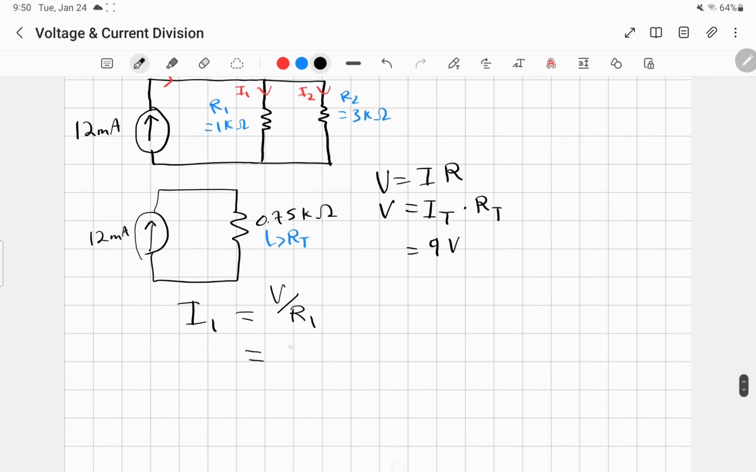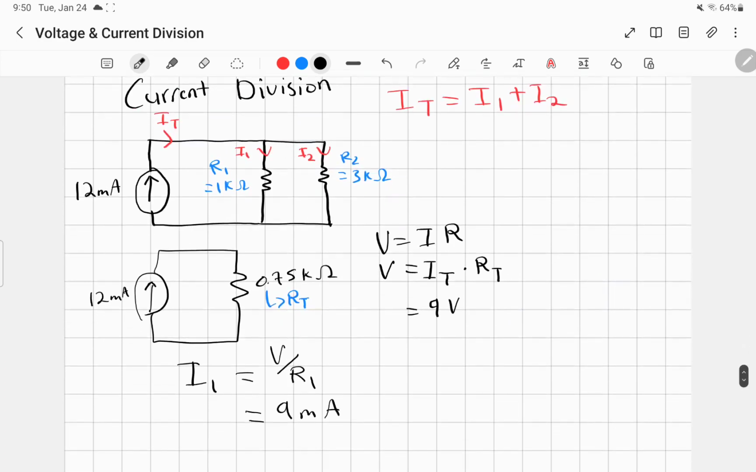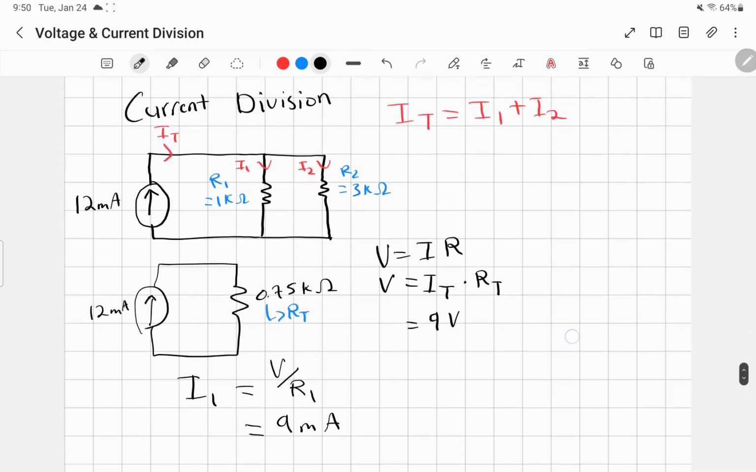So then 9 volts over 1 kilo ohm is going to be 9 milliamps. As you can see here, 9 milliamps is more than half of this 12 milliamp current. So that means we have more current going through I1 than we have going through I2.